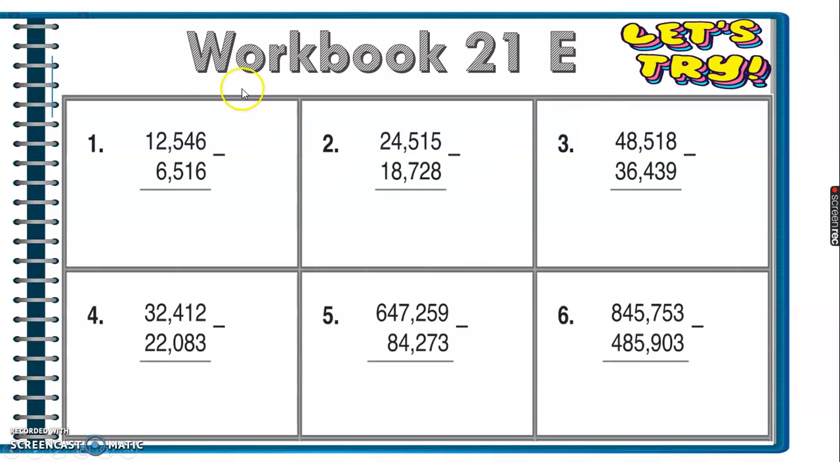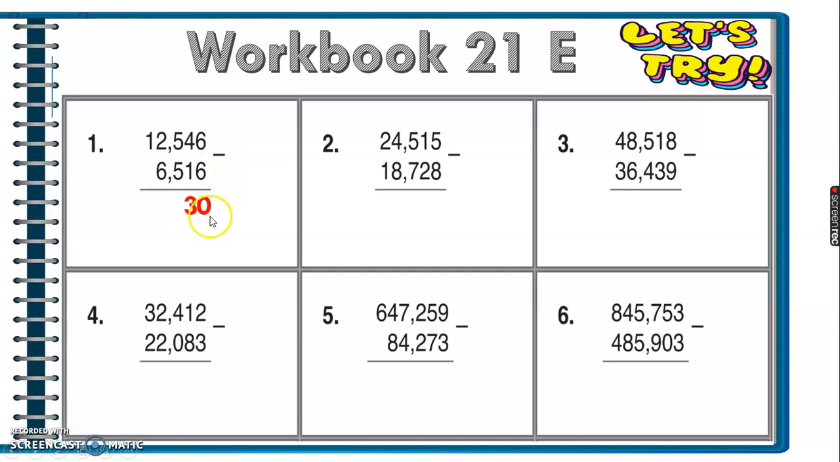So kids, this time, can you please open your workbook on page number 21, letter E. Let's try. We have 1, 2, 3, 4, 5, 6 examples. Number 1, 12,546 minus 6,516. So first, 6 minus 6 is equal to 0.